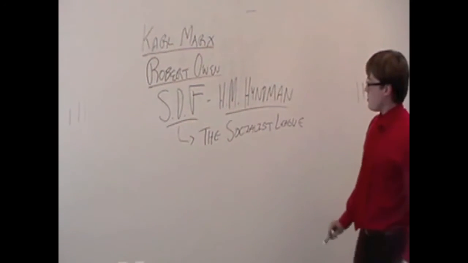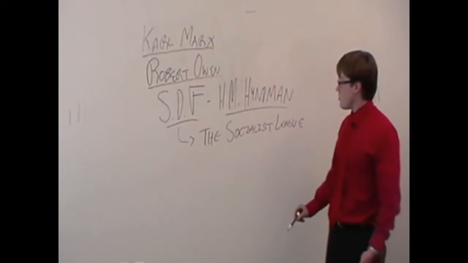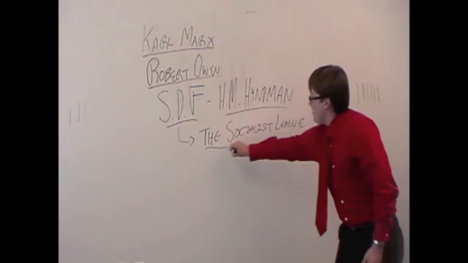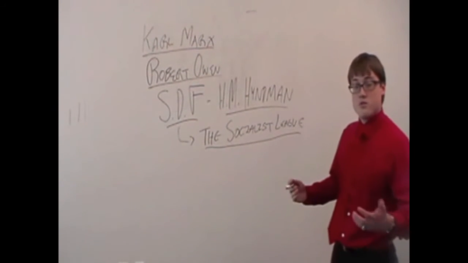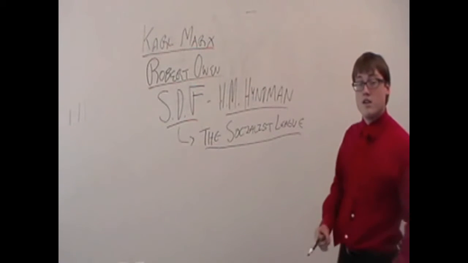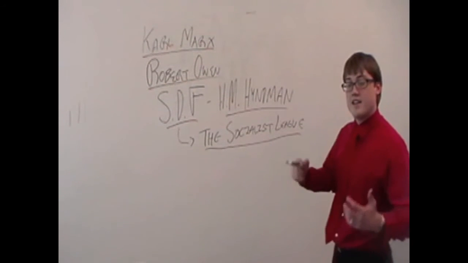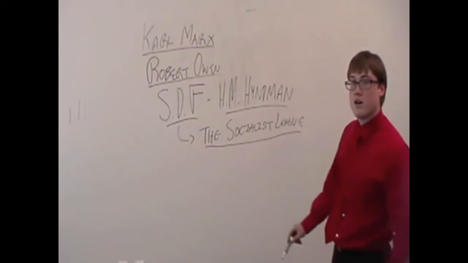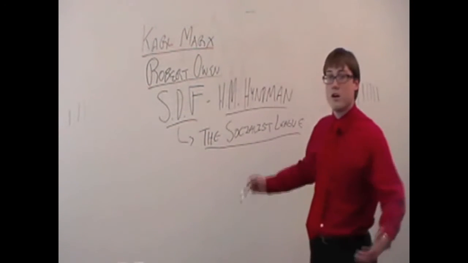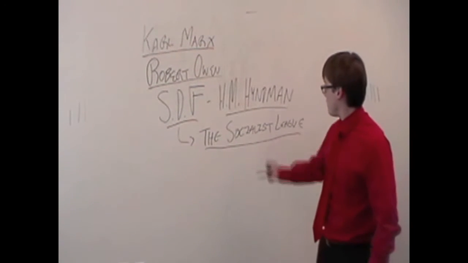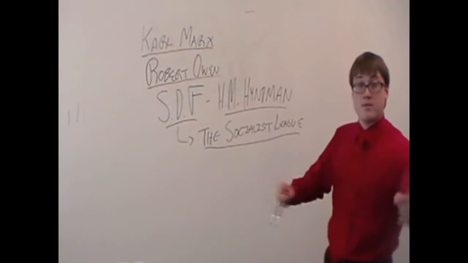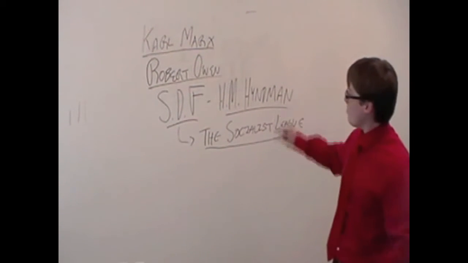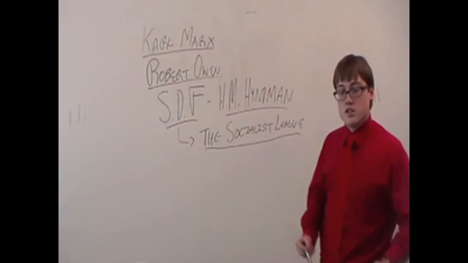Alright, so the Socialist League emerges. The Socialist League is kind of interesting because its founding members include William Morris, who's a very prominent figure in 19th century Britain, and Eleanor Marx. Eleanor Marx is the daughter of Karl Marx, and she was one of the leading figures in the Socialist League. And she'll come up again and again as we look more into these organizations.